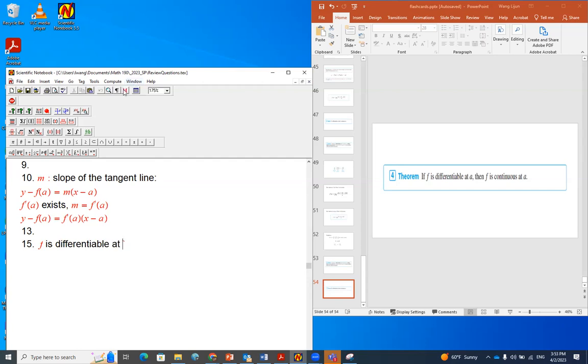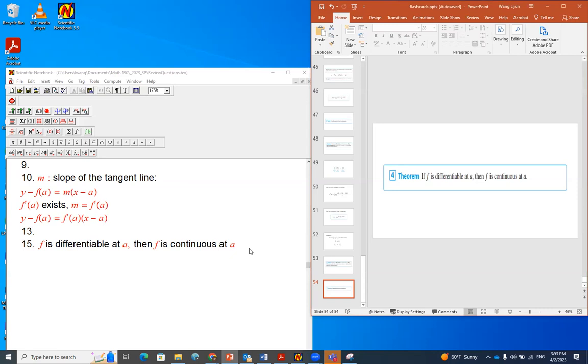So if f is differentiable at a, then f is continuous at a. This is guaranteed by the theorem.